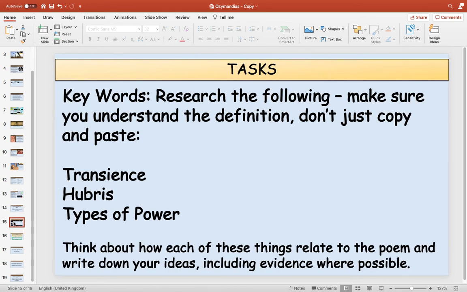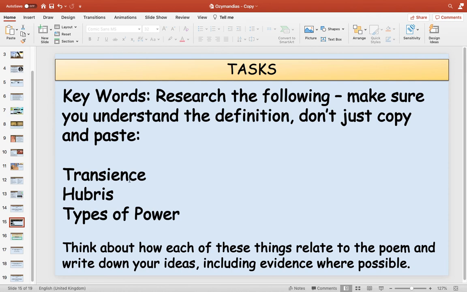Your second one is to research the following and make sure you understand the definitions of each. So I don't just want you to go to the internet, type the words in and copy and paste the description or the definition. I want you to understand what they mean, and the way that I'm going to know that you understand that is that I want you to think about how each of those things relate to the poem, and I want you to write down your ideas in a Word document or on paper and send it to me. And I want you to try and include evidence with that, so quotes from the poem.